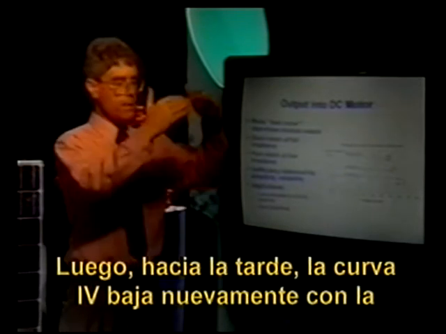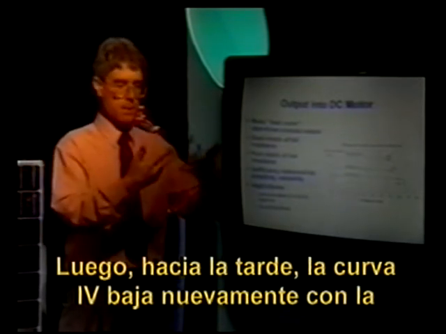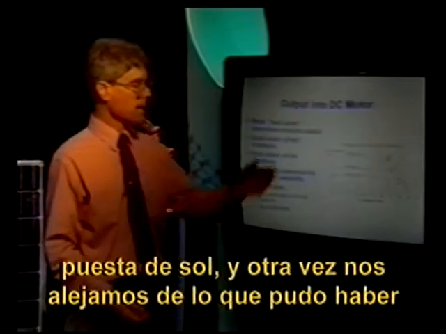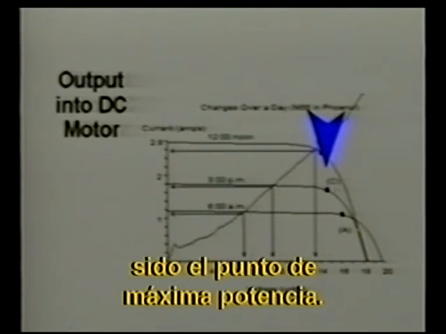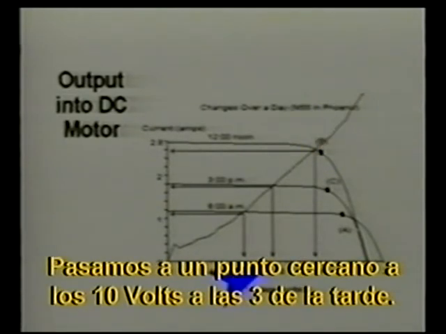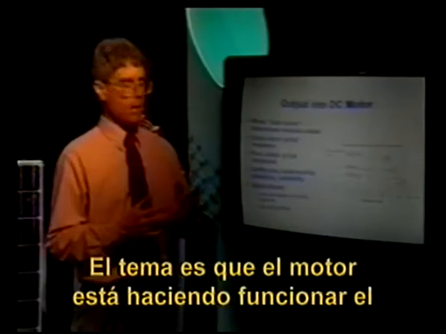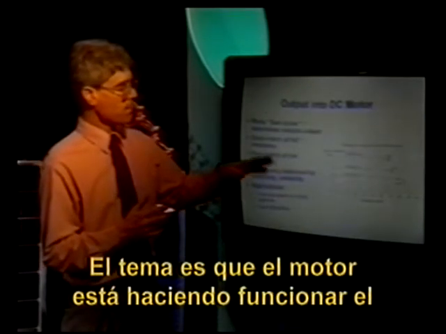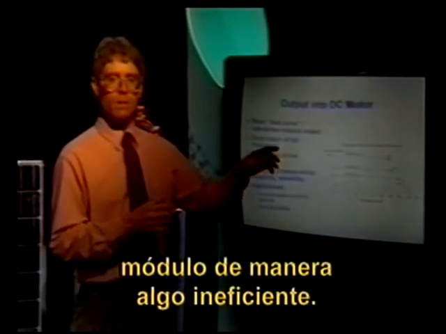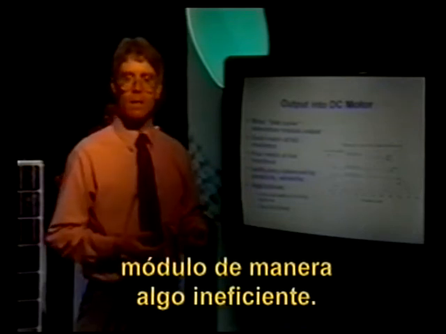Then towards the afternoon, the IV curve starts to go back down again because the sun is setting. And again, we move away from what could have been our maximum power point, C. We move to a point more around 10 volts or so at around 3 in the afternoon or so. The point is that the motor is operating the module in a slightly inefficient way.